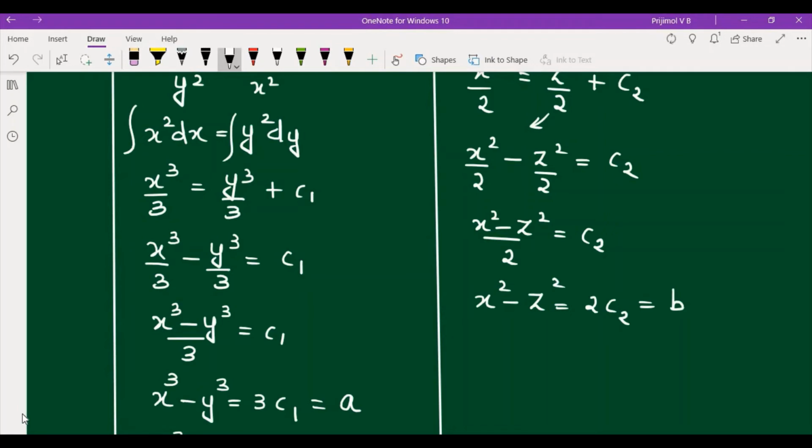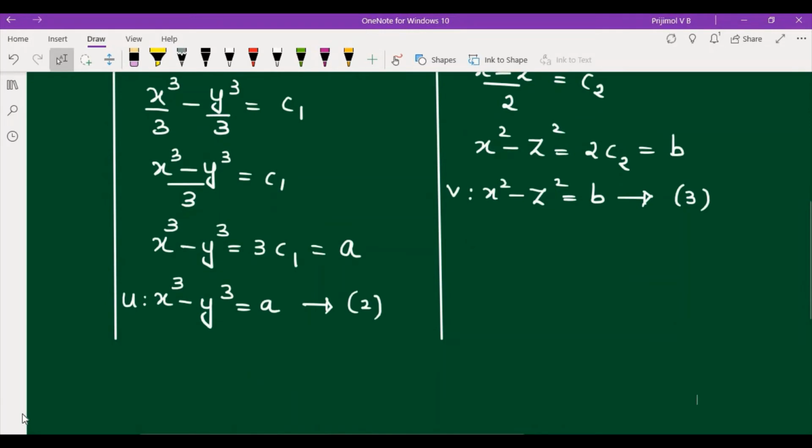2c2 is a constant, isn't it? So I can write it as b. So you will get x square minus z square equal to b. This is the second solution. So here I call the second solution as v. Now name this as solution 3, equation number 3. Now what will be our general solution? Our solution is phi of u comma v equal to 0. This is the solution of the Lagrange PDE, and you have to substitute u and v in this solution.